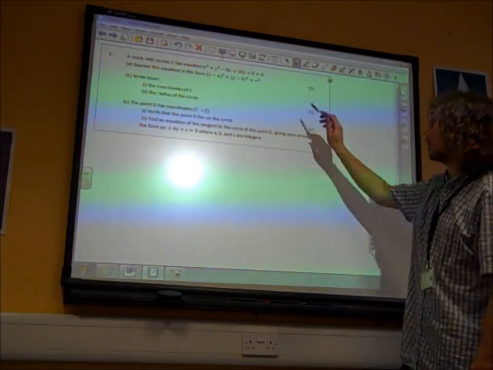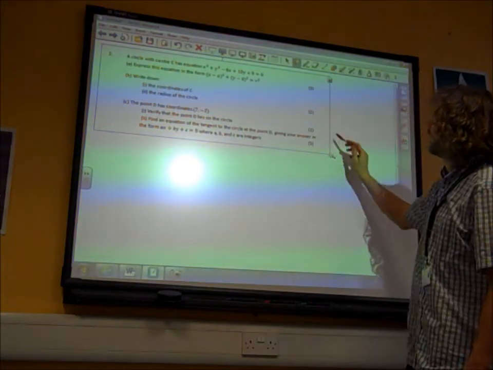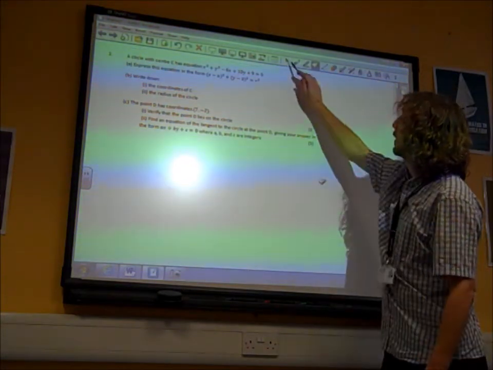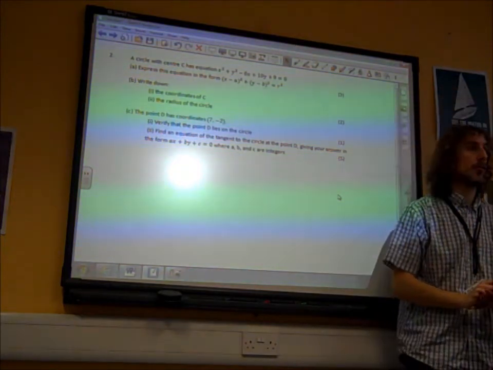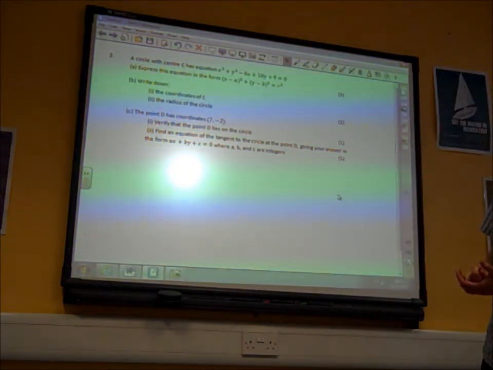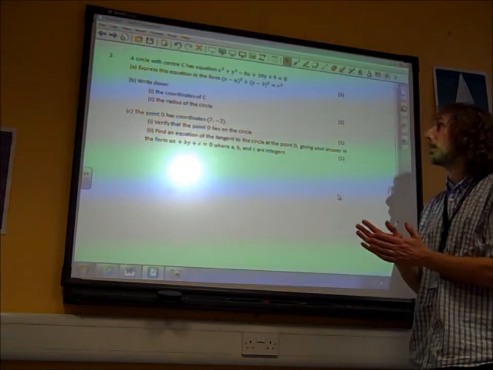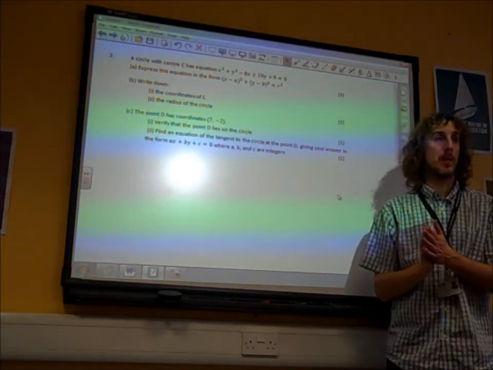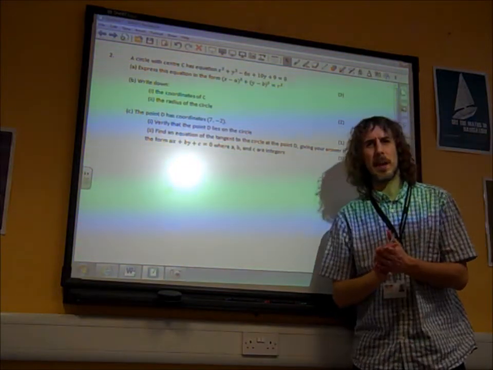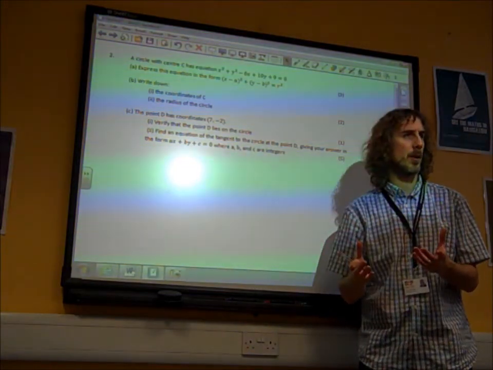Here's question 2. A circle has equation x squared plus y squared minus 6x plus 10y plus 9 is 0. Express the equation in the form that we're given there. Right, well, we looked at various ways of actually going through the process of doing this.